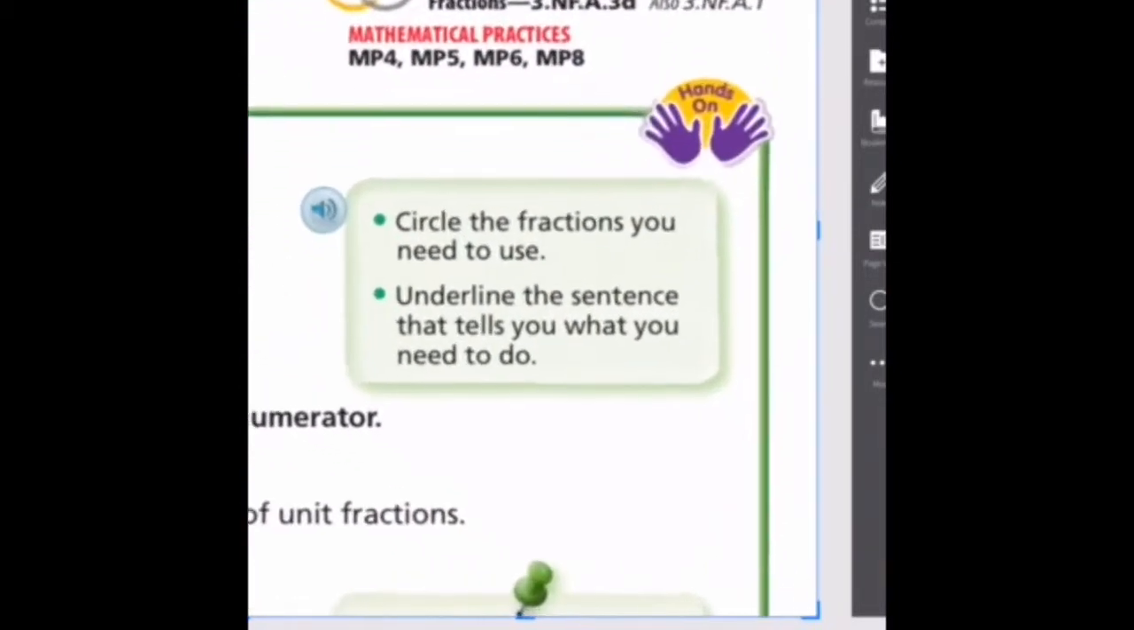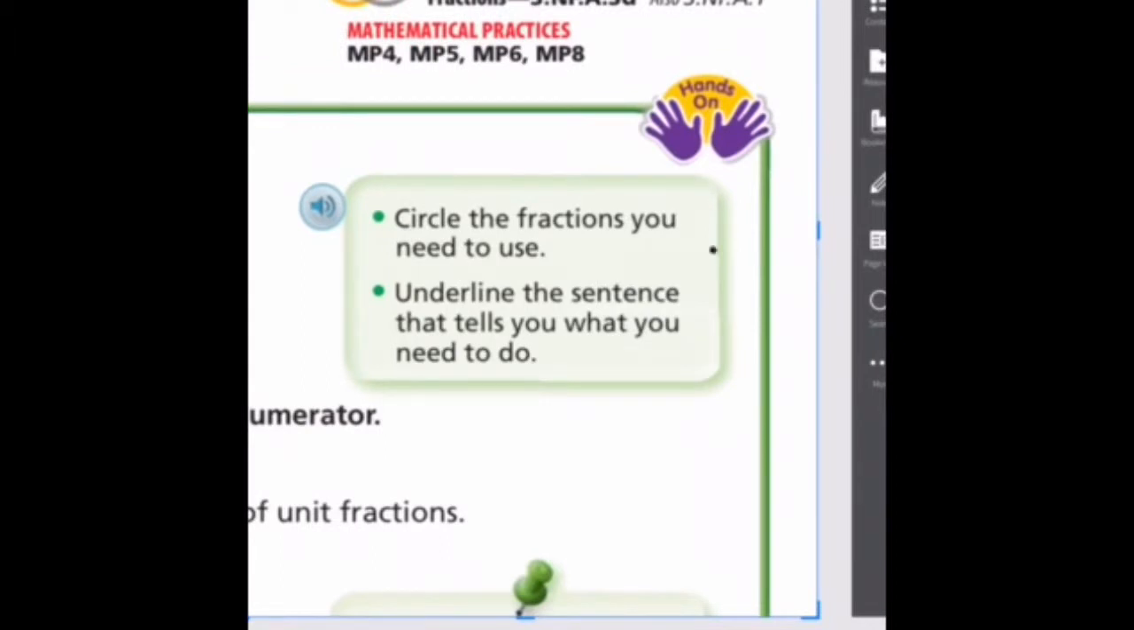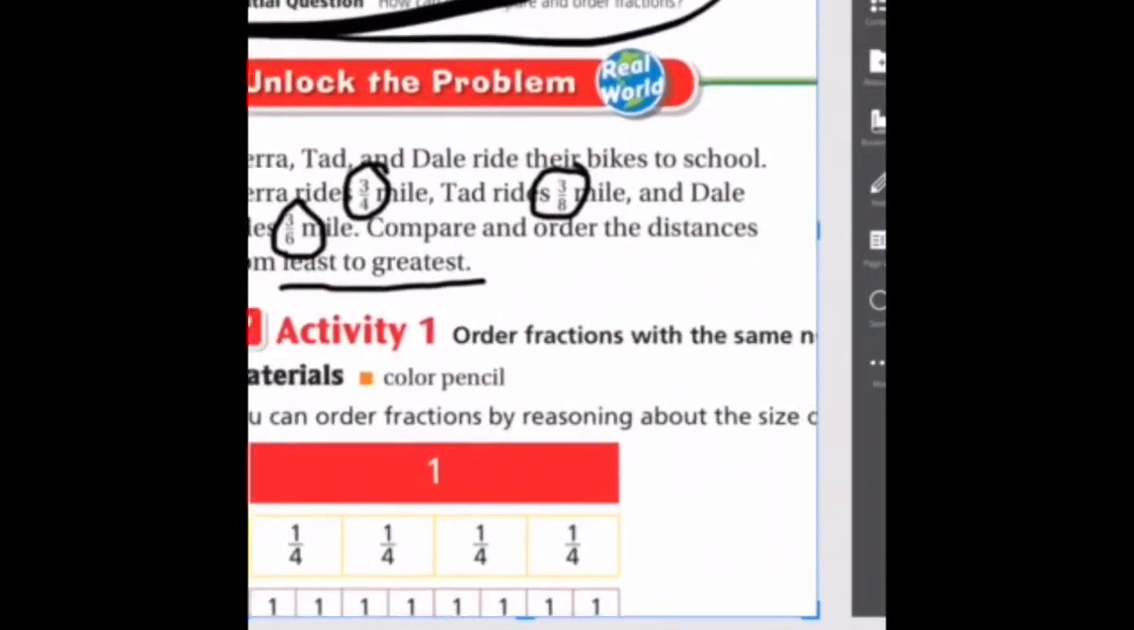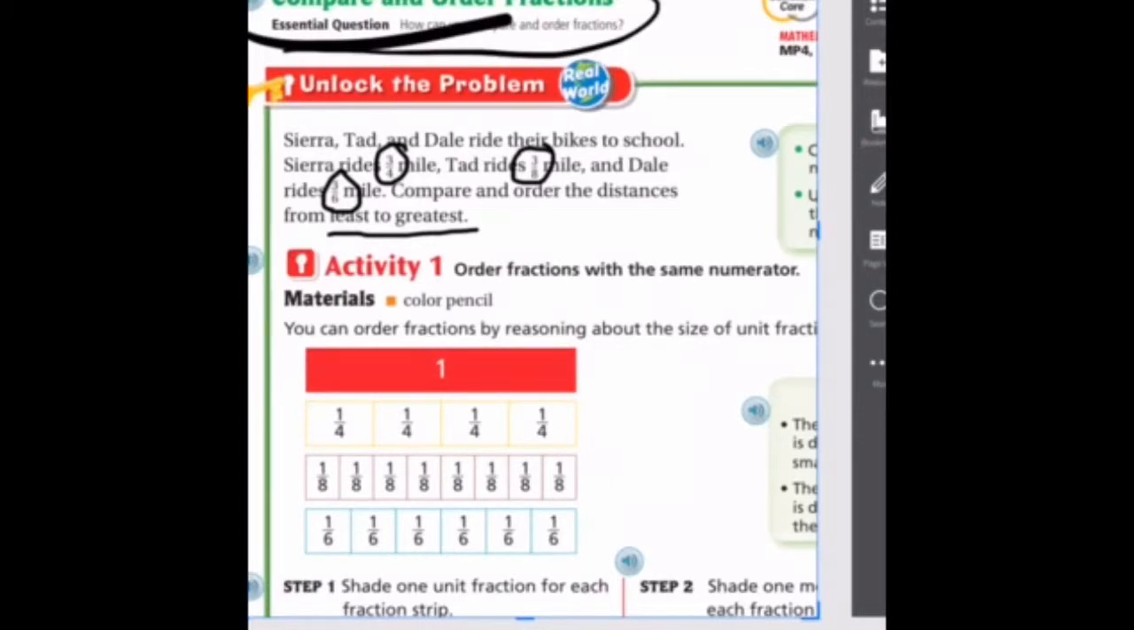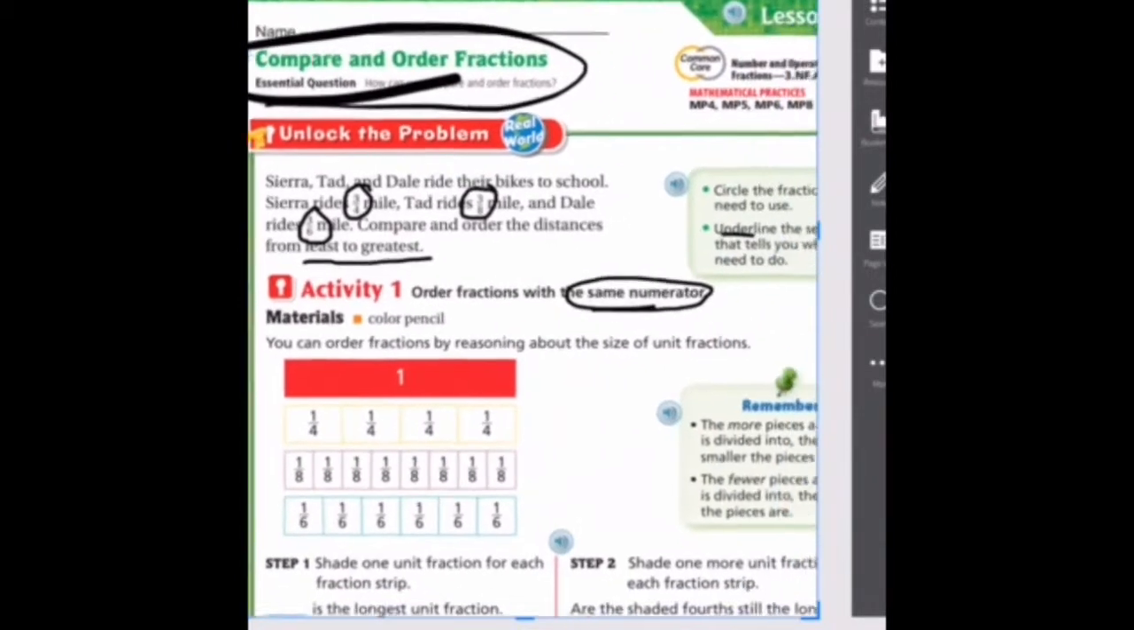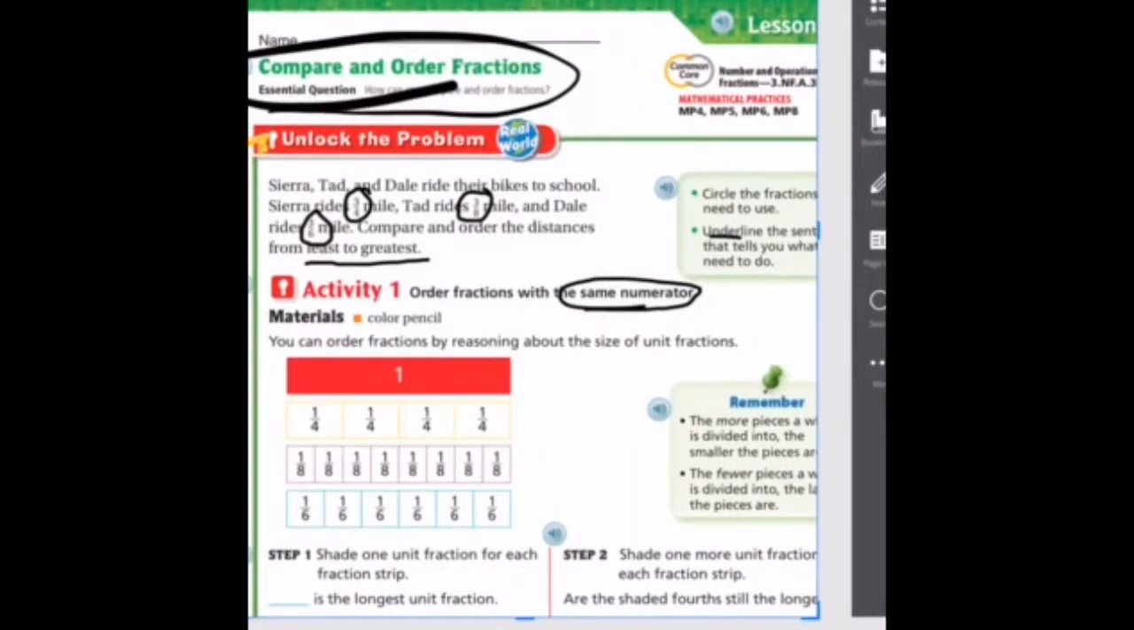We check our green box over here. It says circle the fractions you need to use. I did that. Underline the sentence that tells you what to do. I did that. Or at least the important part, the least to greatest. Okay. So we're going to order fractions with the same numerator in activity 1. And it says you can order fractions by reasoning about the size of unit fractions.